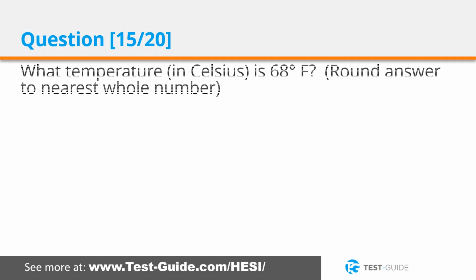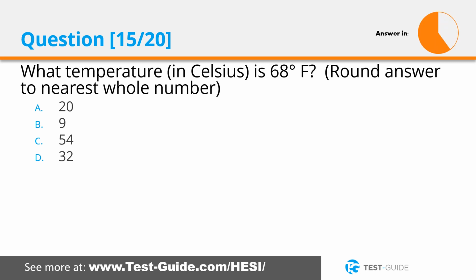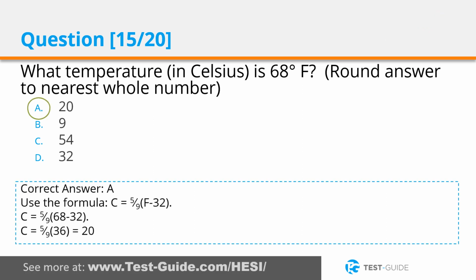Question 15. What temperature in Celsius is 68 degrees Fahrenheit? Round your answer to the nearest whole number. 20, 9, 54, 32. Correct answer A. Use the formula C equals 5/9 (F minus 32), or C equals 5/9 (68 minus 32). C equals 5/9 times 36, which equals 20.